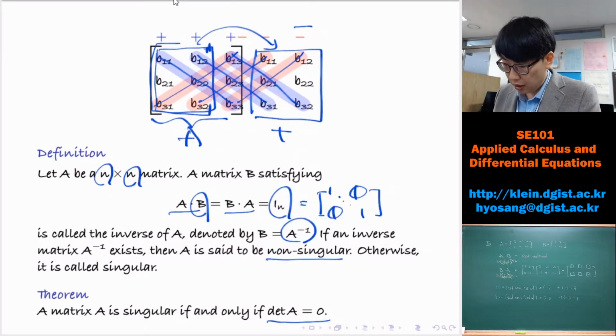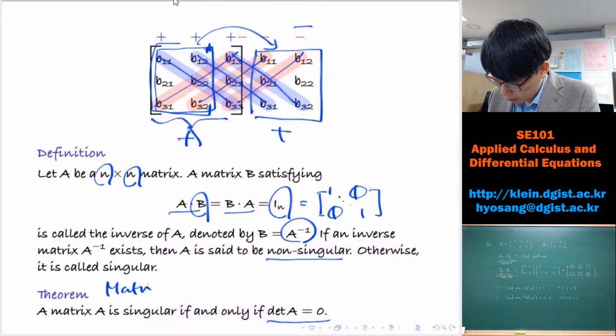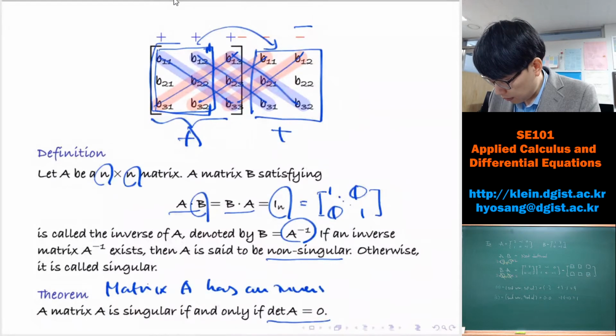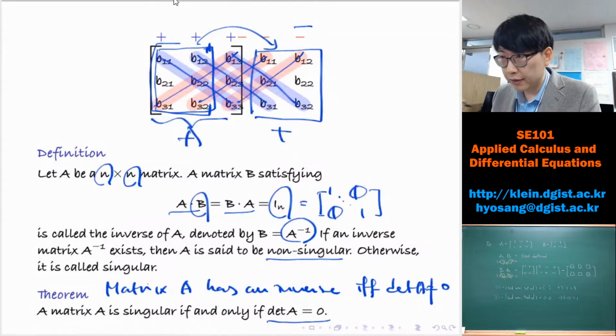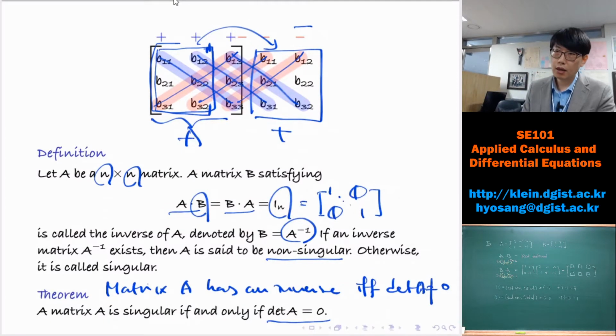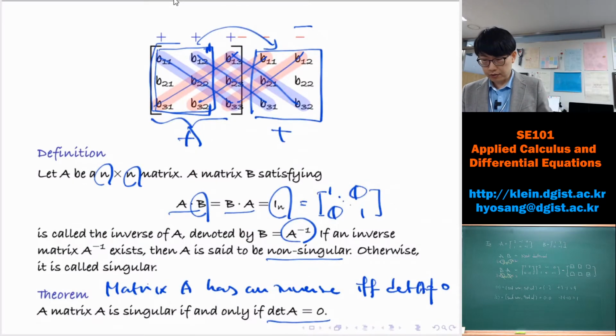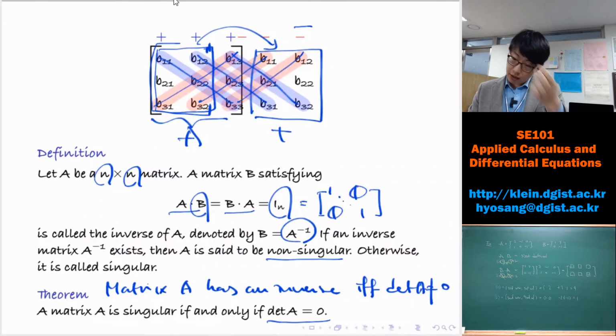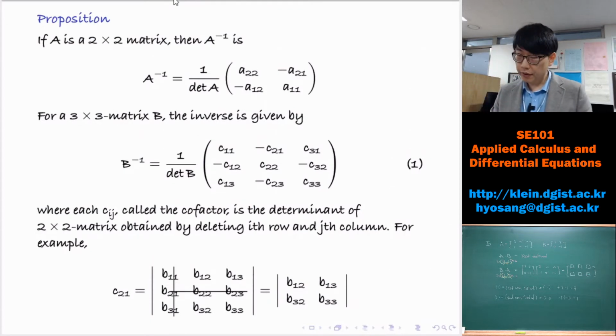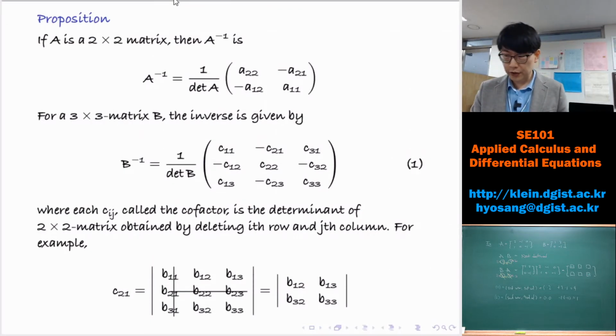In other words, if you take the same statement otherwise, the matrix A has an inverse if and only if the determinant of A is not 0. It's the same thing as this theorem. That will also be important later. For now, let's move on to the inverse matrix further.